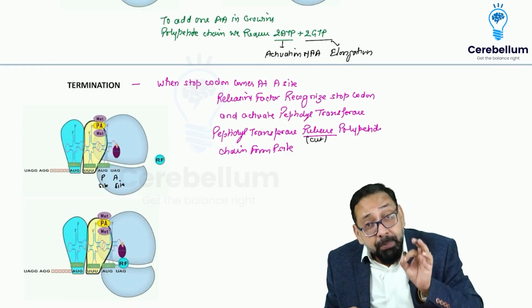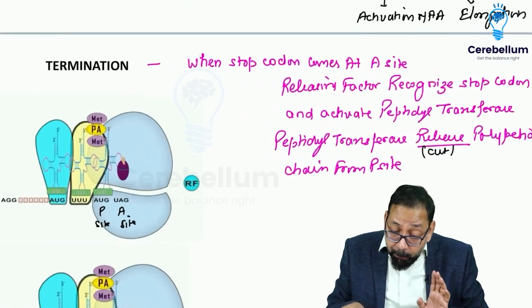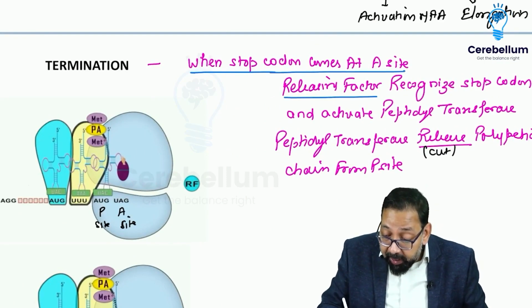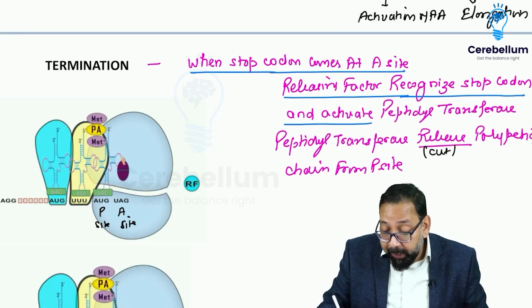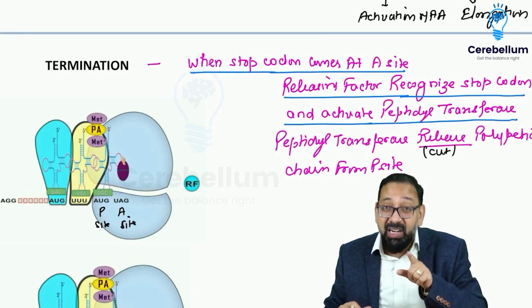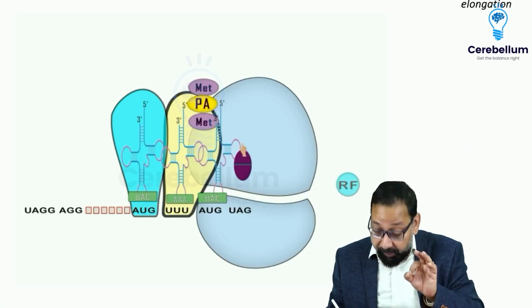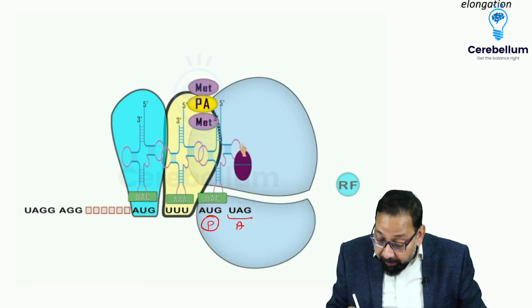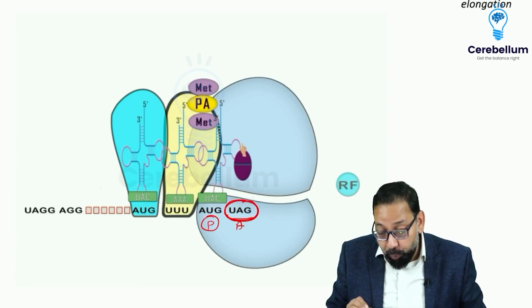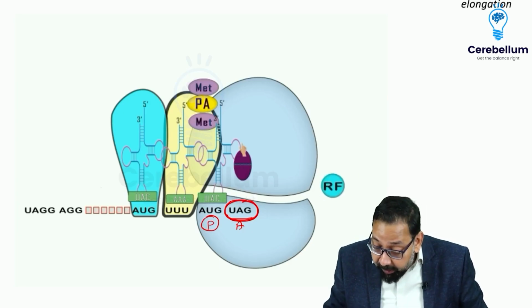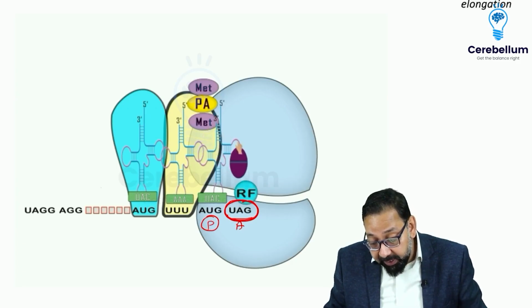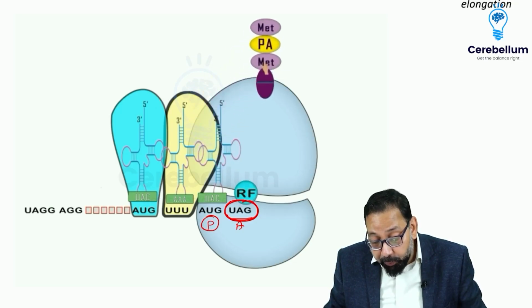Now we come to termination of protein synthesis, when a stop codon comes at the A site. The releasing factor recognizes the stop codon and activates peptidyl transferase. Understand by animation. Now I start termination. This is the A site. This is the P site. When a stop codon, UAG, comes at the acceptor site, the releasing factor comes and recognizes this stop codon and activates this peptidyl transferase. This peptidyl transferase cuts the polypeptide chain from the P site.